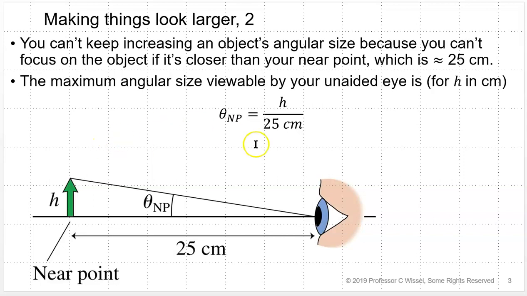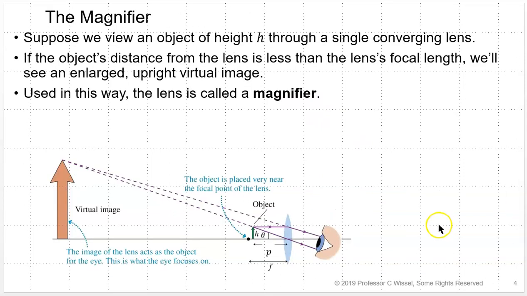So if your near point is 25 centimeters, the maximum angular size viewable by your unaided eye is h over 25 centimeters, with h in centimeters. This will give you theta near point. Now, if your near point is larger or smaller than this, you should substitute in the one that you have. Of course, all this is just this divided by that. Notice that this will be in radians, so be careful with that. And also, make sure that h is in centimeters. There's a units trap there.